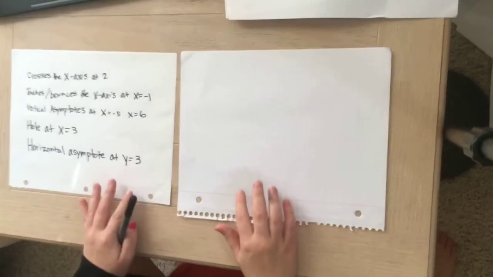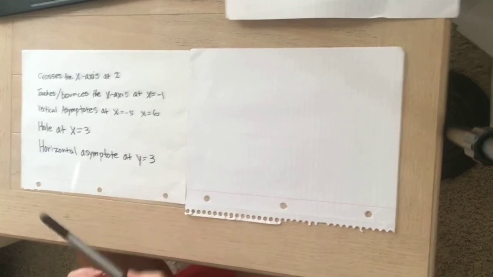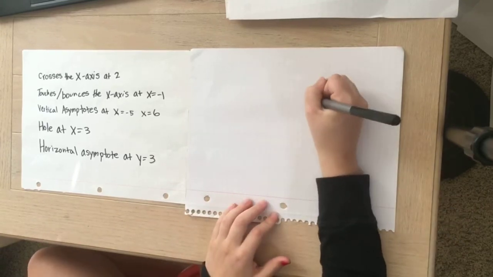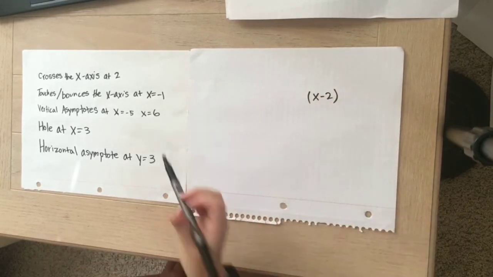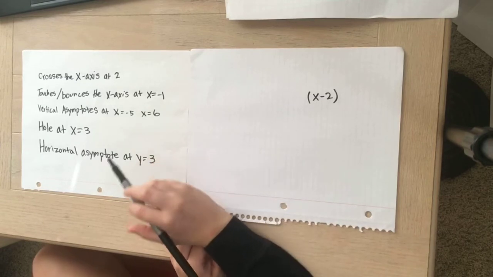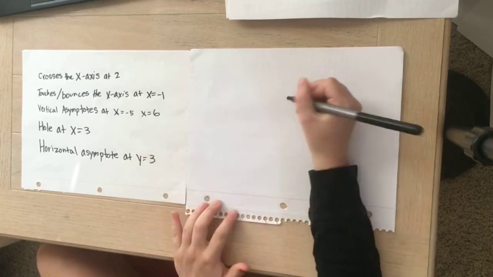So for the rational function, we had to make it follow these requirements. The first requirement is that it has to cross the x-axis at 2. So we make it x minus 2, because when we plot it, it will be the opposite and it will cross through positive 2.